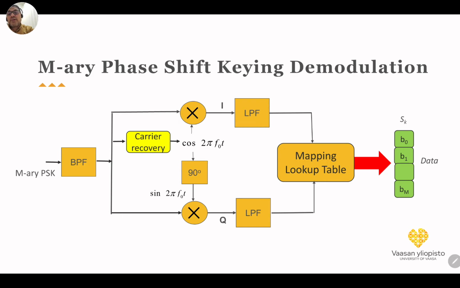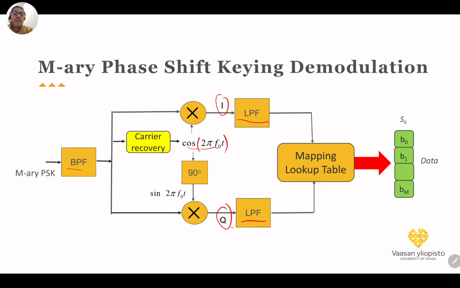So we have the band pass filter in order to take the band where our signal is, and then again we use carrier recovery to get the cosine 2 pi f0 t, and then we multiply the signal by cosine for the in phase and by sine for the quadrature phase, then we get I and Q. Then we use a low pass filter, then we will get the magnitude, which is fixed.